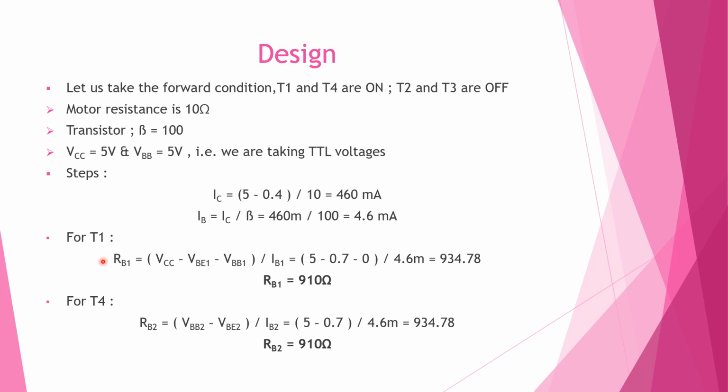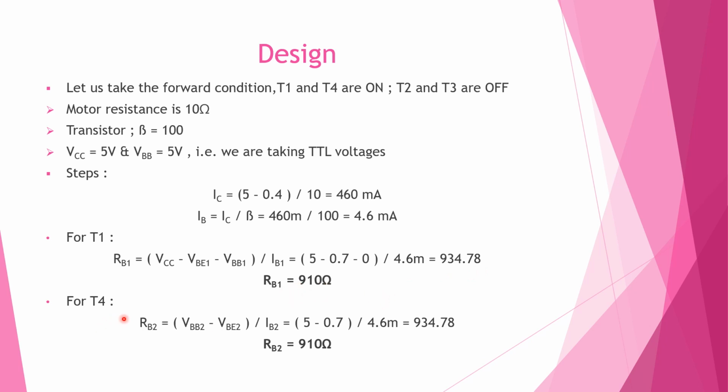Let us take transistor 1, which is a PNP transistor. RB1 equals VCC minus VBE1 minus VBB1, divided by IB. That is 5 minus 0.7 minus 0, where 0.7 is the saturation base-emitter voltage, and VBB, for turning the PNP transistor on, should be 0. From this equation we get 934.78, so RB1 equals 910 ohm.